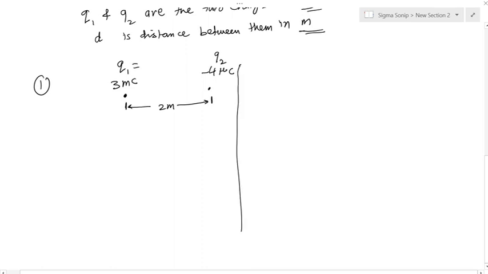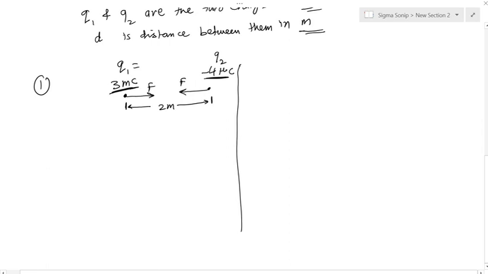I can find the force between them. The first thing I need to see is that these two are opposite charges. This is a positive charge, 3 millicoulomb, and that minus 4 microcoulomb is a negative charge. So there will be a force of attraction between them, which means both of them will be pulled towards each other, and this force will be the same, which means that this F here and that F here will be the same. Both of them will experience the same force, but it will be towards each other.